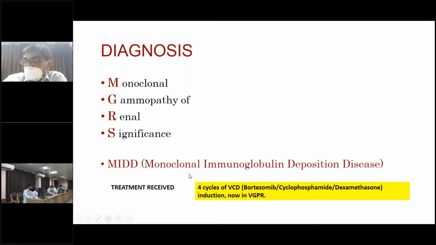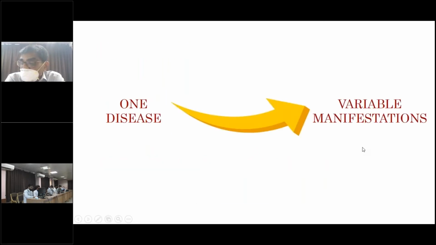The norm in these patients is to give clone-directed therapy rather than any other form of immunosuppression. So the patient received 4 cycles of a triplet induction regimen, bortezomib being the backbone, combined with cyclophosphamide and dexamethasone, and now is in a very good partial response. So as we have seen thus far, a single disease can have multi-system presentations and at times variable manifestations spanning many systems together. And with this, I'd like to call in my senior colleague, Dr. Fahima, who will take over.